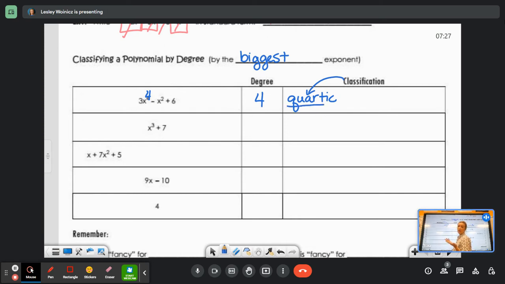Now, hopefully you can see we got a quart in there. That should remind you of like a quarter, right? We got 4 quarters in a dollar. We got 4 quarters in a basketball game. Bottom line, quart has to do with 4. So that should help you remember that 4th degree is quartic. So the classification is quartic. This is just a little hint to help you remember the classification.